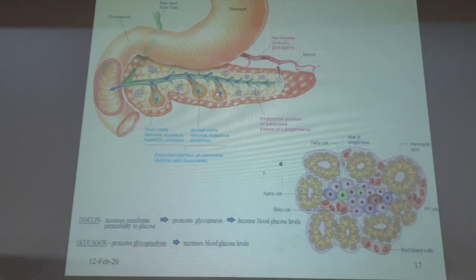This is an acinus, and these are the ductal cells. Ductal cells will secrete sodium bicarbonate solution, while the acinar cells secrete digestive enzymes.